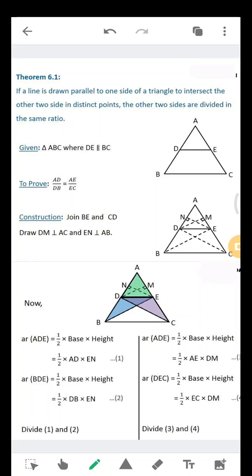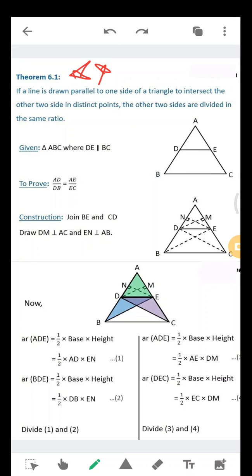So the theorem definition you can see here. This is one of the most important theorems. Mark it, everyone. If a line is drawn parallel to one side of a triangle to intersect the other two sides in distinct points, then the other two sides are divided in the same ratio. In the exam only the statement or only the name of the theorem can be given: state and prove Thales theorem, or state and prove basic proportionality theorem. So you must write the statement also along with the proof.